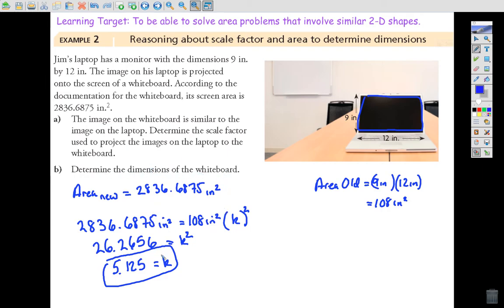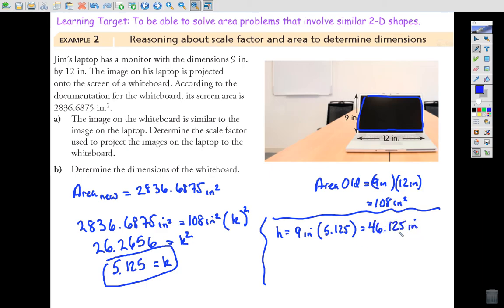Okay, so now that I know this was my scale factor, I can simply look at the dimensions of my computer, and I can say, okay, what I'm going to call the height, mapping from this 9 inches, would come from taking the 9 inches and multiplying by my scale factor of 5.125. So if I do that, I've got 9 times 5.125, and that gives me back 46.125. So it's actually 46.125 inches is the measurement of the actual screen.